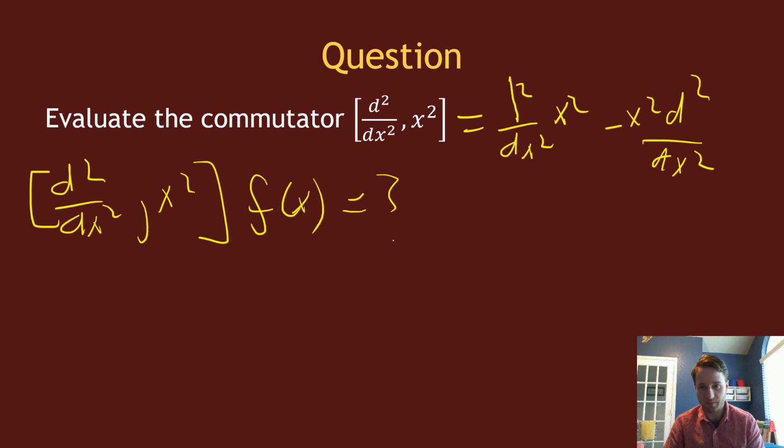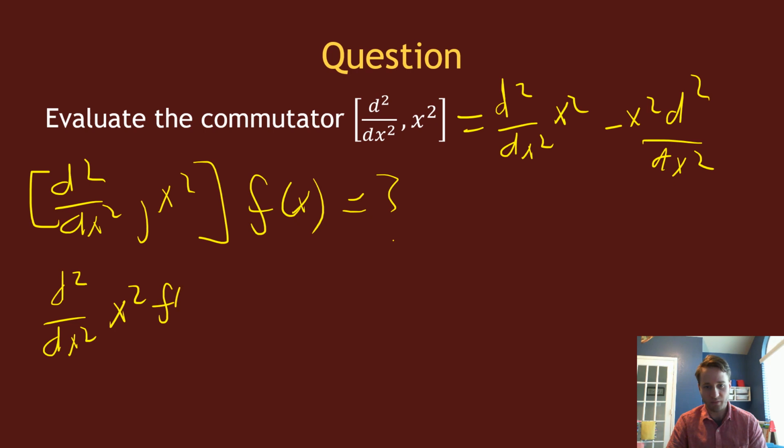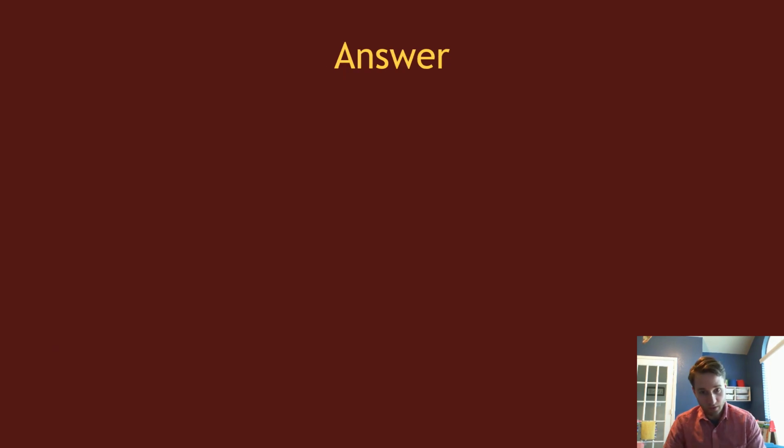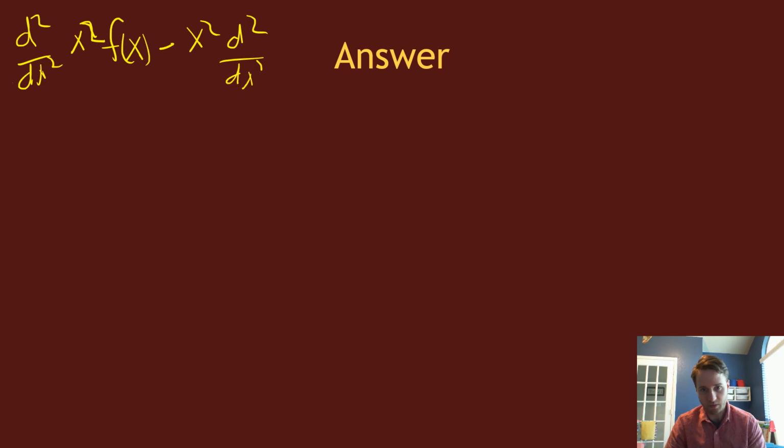Every time I try to fix my handwriting, it seems to make it worse. And so that is what we're trying to solve. What I will need to be solving for is what is d squared dx squared of x squared f of x, minus x squared d squared dx squared f of x. What does this equal? So let's work that out, shall we? So I have, again, d squared dx squared f of x minus x squared d squared dx squared f of x.